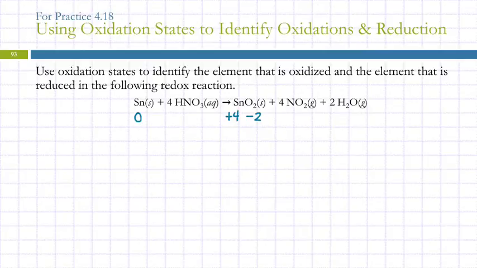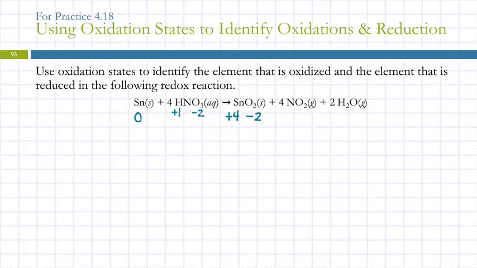Okay, we'll do nitric acid next. Nobody has a preference. Here we have 3 nonmetals. Fluorine? Nope. Hydrogen? Yes. What does hydrogen get to be? +1. Next on the list is oxygen. Oxygen gets what it wants, -2.